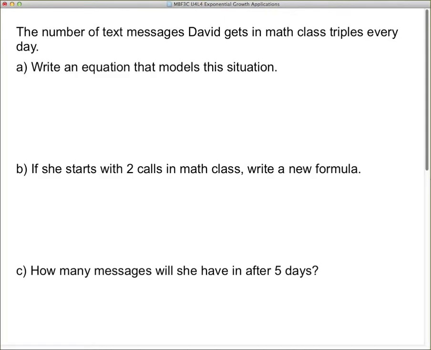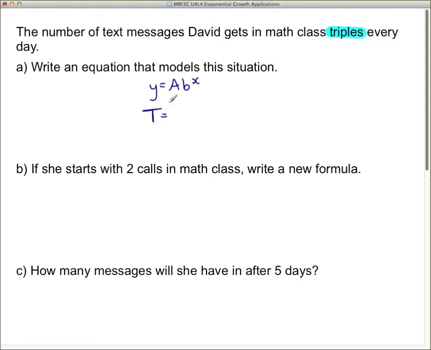So let's take a look at the next one. The number of text messages David gets in math class triples, there's our word, triples every day. Write an equation that models this situation. Okay, we need our handy dandy little general form, y equals a b to the x. Now here we're talking about the number of text messages, so I'm going to call that a capital T. And it triples every day.